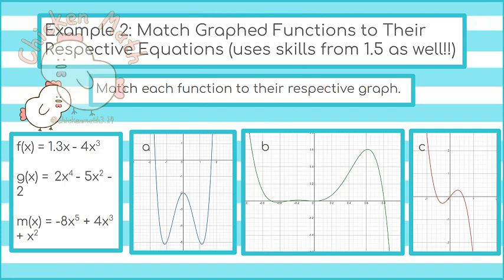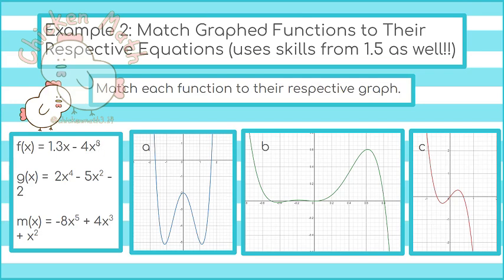Okay, example 2 now. We are going to match these functions to their respective equations. Looking at the first polynomial, f of x is equal to 1.3x minus 4x cubed. The highest exponent here is x cubed, so we know that this polynomial has a degree of 3.